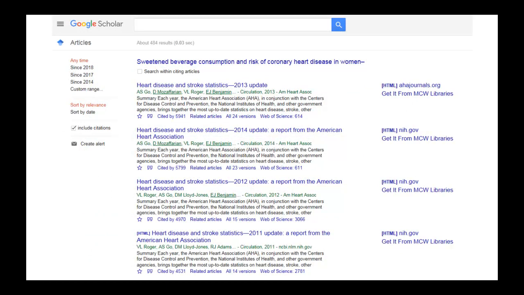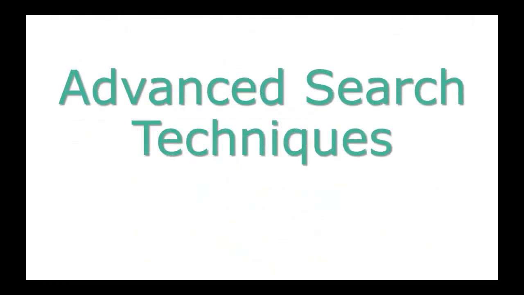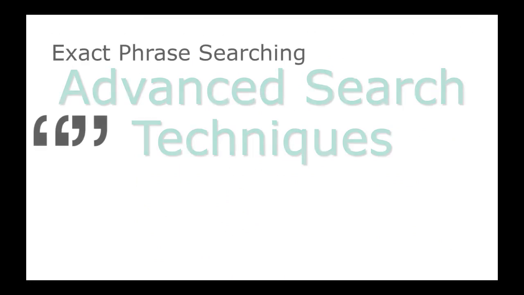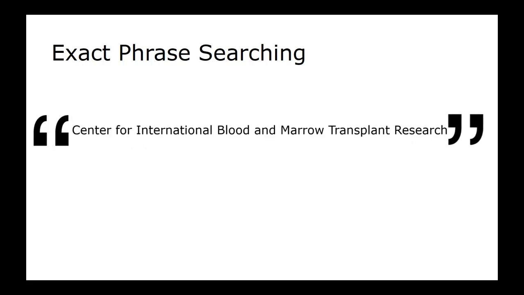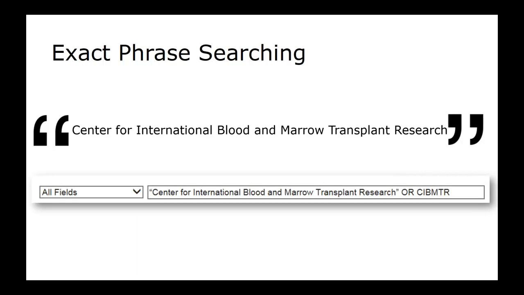Here are some advanced search techniques that you should be aware of, and these techniques work in most databases, not just PubMed. To search for an exact phrase, put quotations around the phrase. For instance, if you are looking for research published by the CIBMTR, I recommend searching "Center for International Blood and Marrow Transplant Research" in quotes, or CIBMTR.